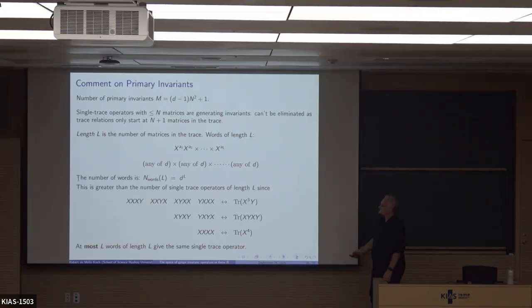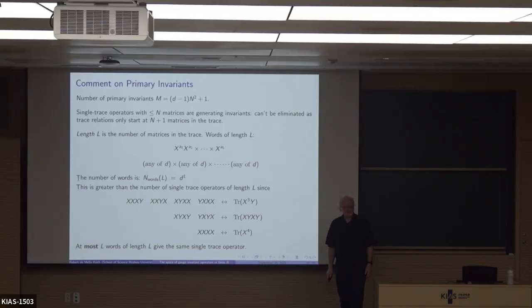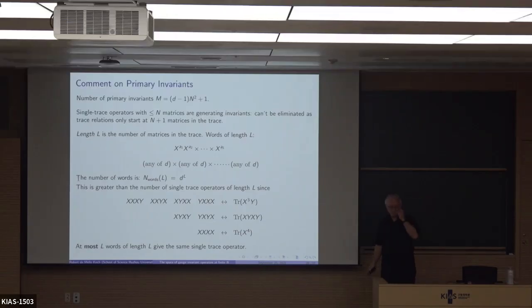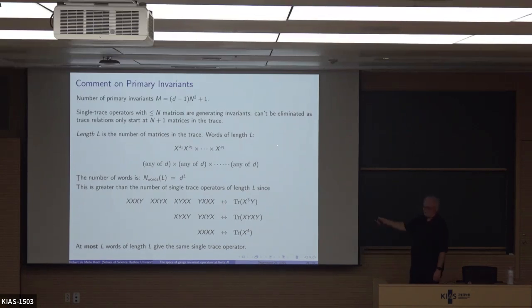And a natural thing to ask is, these single trace operators with less than or equal to n matrices, are they included as primary invariants or are they included as secondary invariants? To get an idea, let's count how many single trace operators there are with less than or equal to n matrices inside the trace. That's not a trivial counting problem. A much simpler counting problem is just to count the number of words of length L. So for a word of length L, you take a product of L matrices. The first could be any one of d, second any one of d, last any one of d. So the number of words of length L is just the number of species of matrices, d, raised to the power of L.